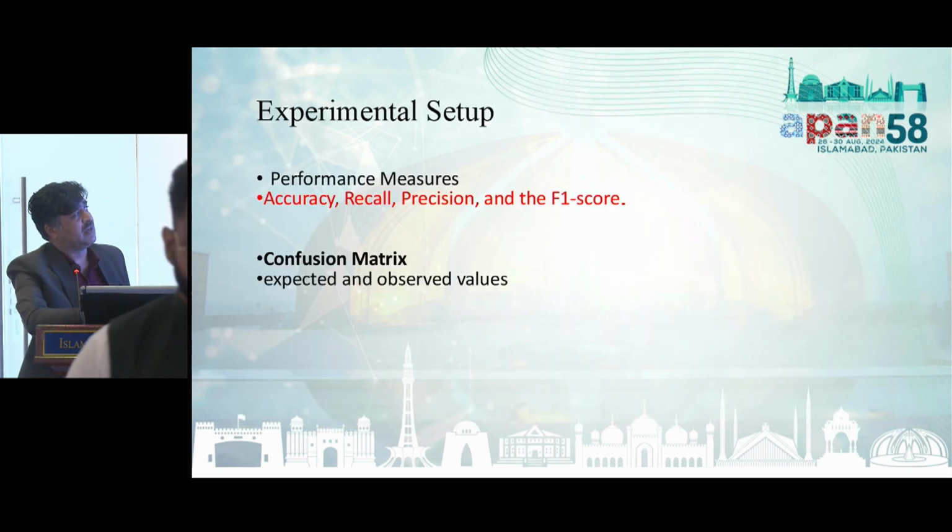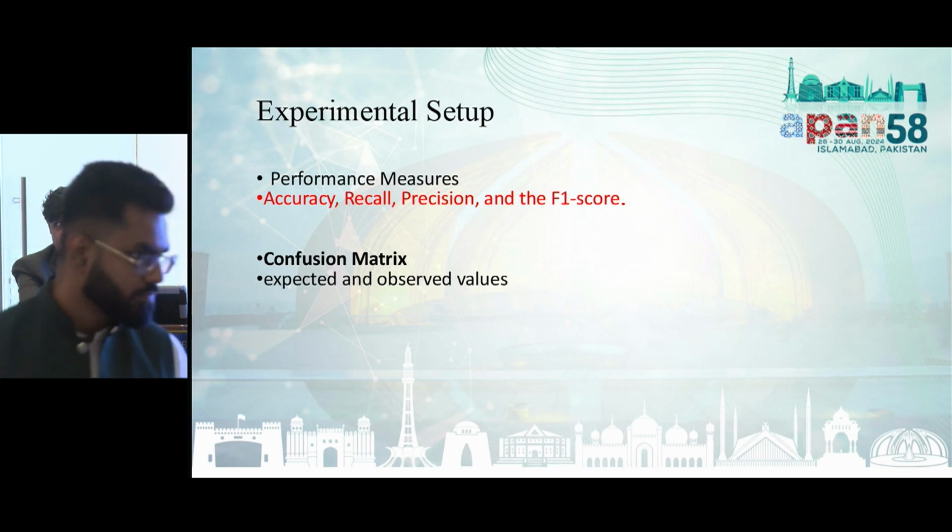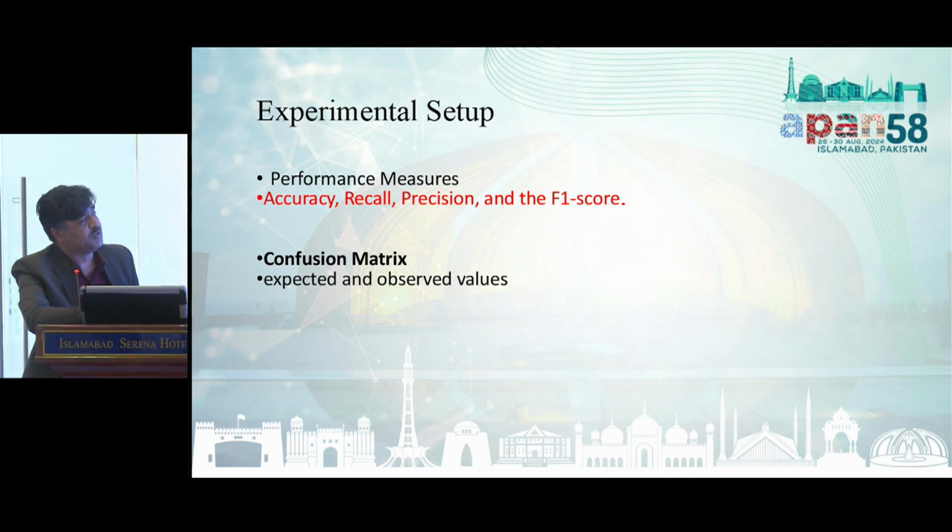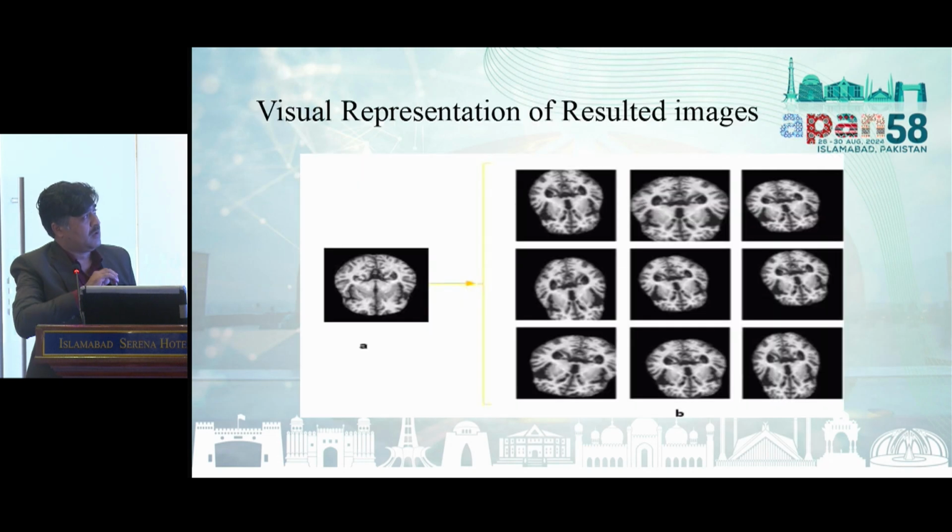For the model experiments, we used performance measurements and the confusion matrix. In the performance measurement we got a 96.4 accuracy rate as compared with previous studies. Then we use precision and the F1 score, which will be shown in the results section. The confusion matrix is used to observe the expected and observed values for the demented, very mild, and non-demented patients' data.